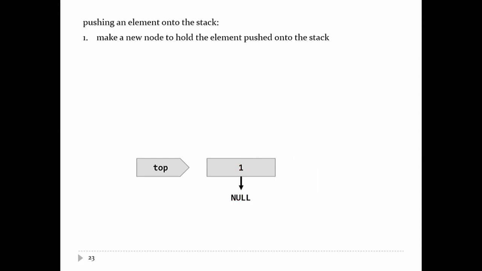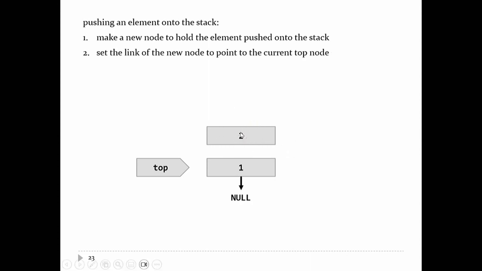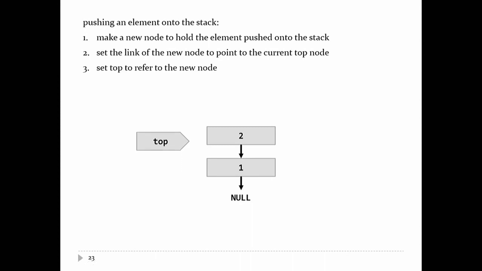Right, so when you push an element onto the stack, all you're going to do is make a new node, right? So allocate space for a new node using malloc. Set the element in the node. Adjust the node's link so that it points at the current top node. And then adjust the top pointer so that it points at the new top element.